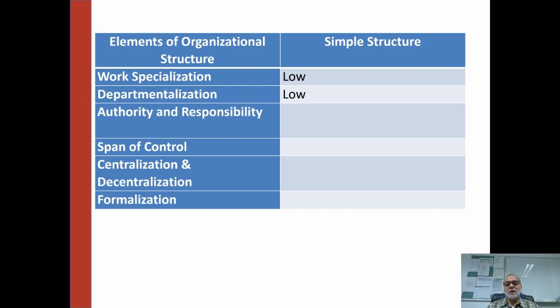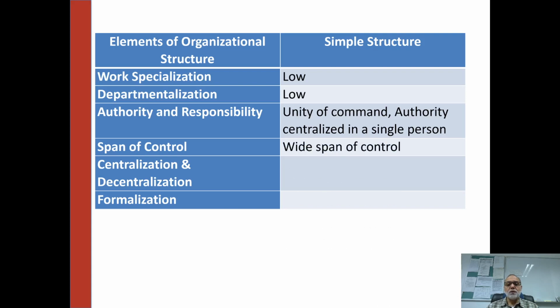People are given broad tasks, and similarly, departmentalization is not that rigid. Low departmentalization is there. Authority and responsibility, unity of command is there. Authority is centralized in a single person, because the boss, maybe the owner of the company also, is handling all the problems, and his authority is there.